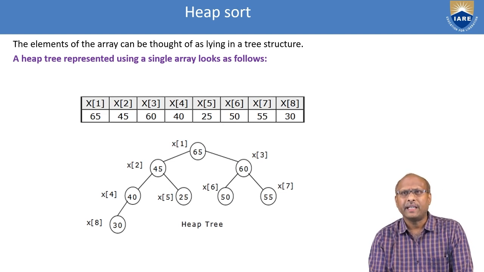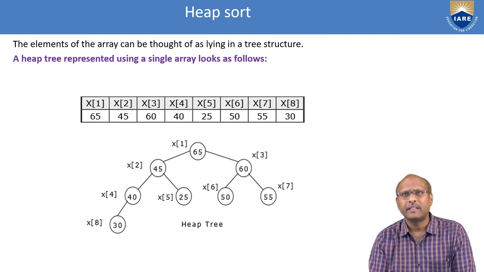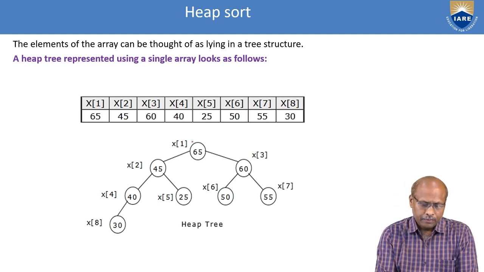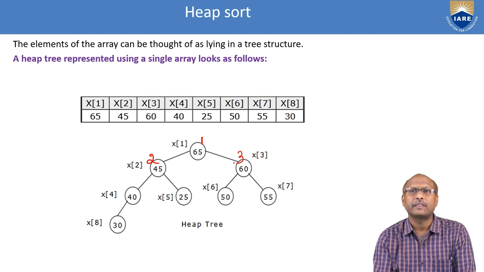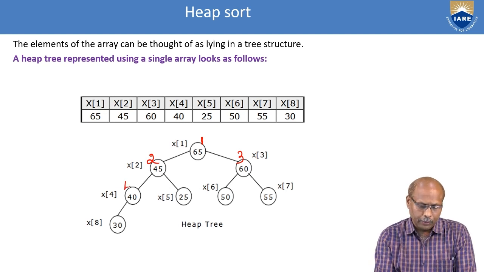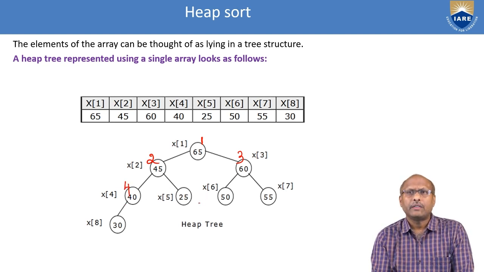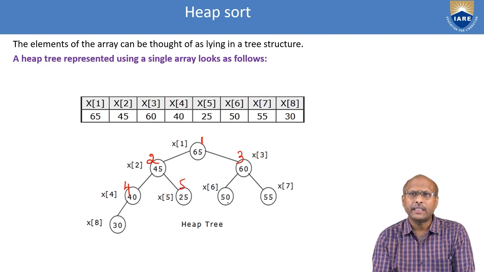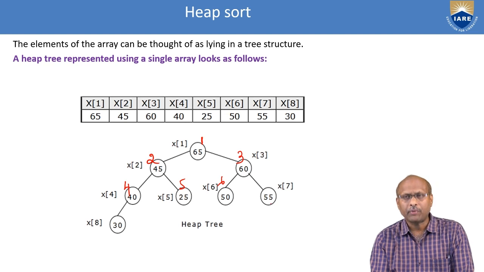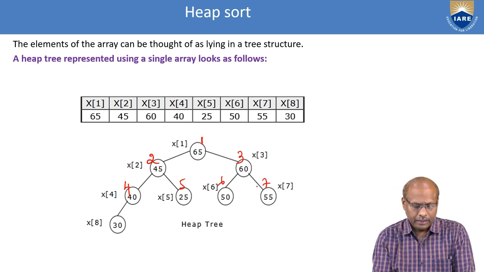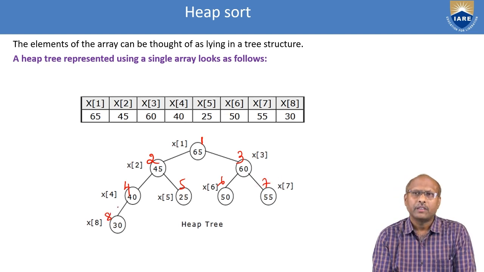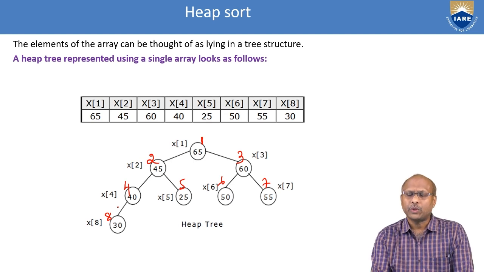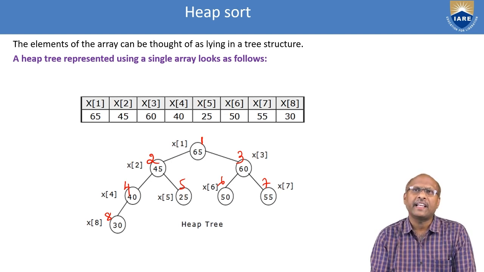So that means a heap tree can also be mapped to an array. This is available at 1st place, this is available at 2nd place, this is available at 3rd place. Similarly, this is available at 4th place and 25 is available at 5th place. Similarly, 50 is available at 6th place, 55 is available at 7th place, and 30 is available at 8th place of the array. So that means you can store the complete tree in an array.